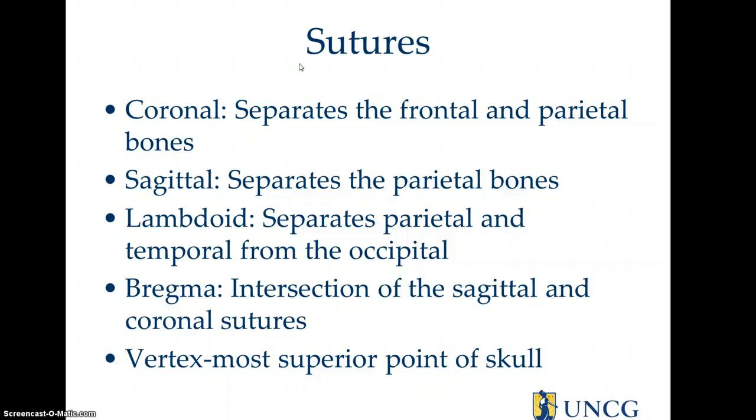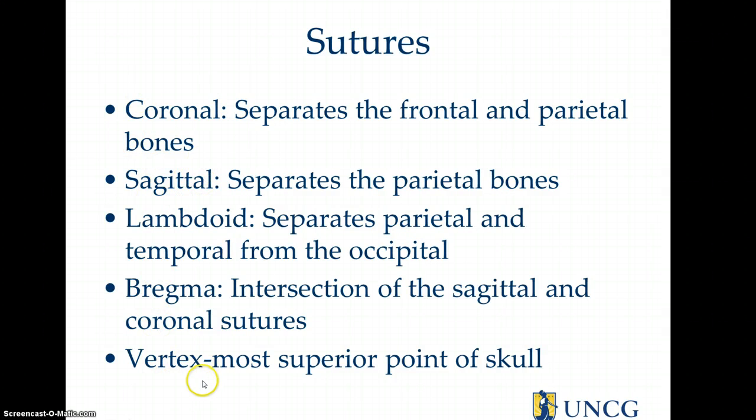So you're going to see a coronal suture, a sagittal suture, which separates the two parietal bones, the left and right parietal bones. The lambdoid separates the parietal bones and the temporal bone from the occiput, so it's going to be obviously more posterior. The bregma is going to be the intersection of the sagittal and coronal sutures. There's actually a little T intersection where these all meet.